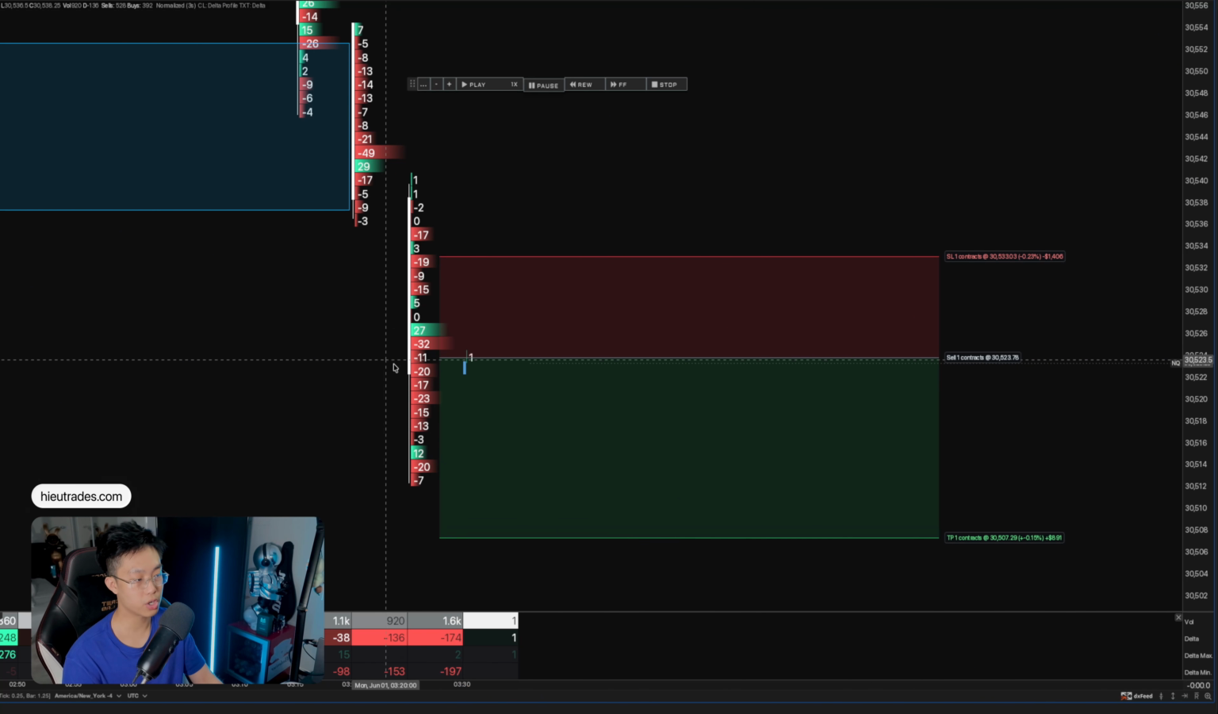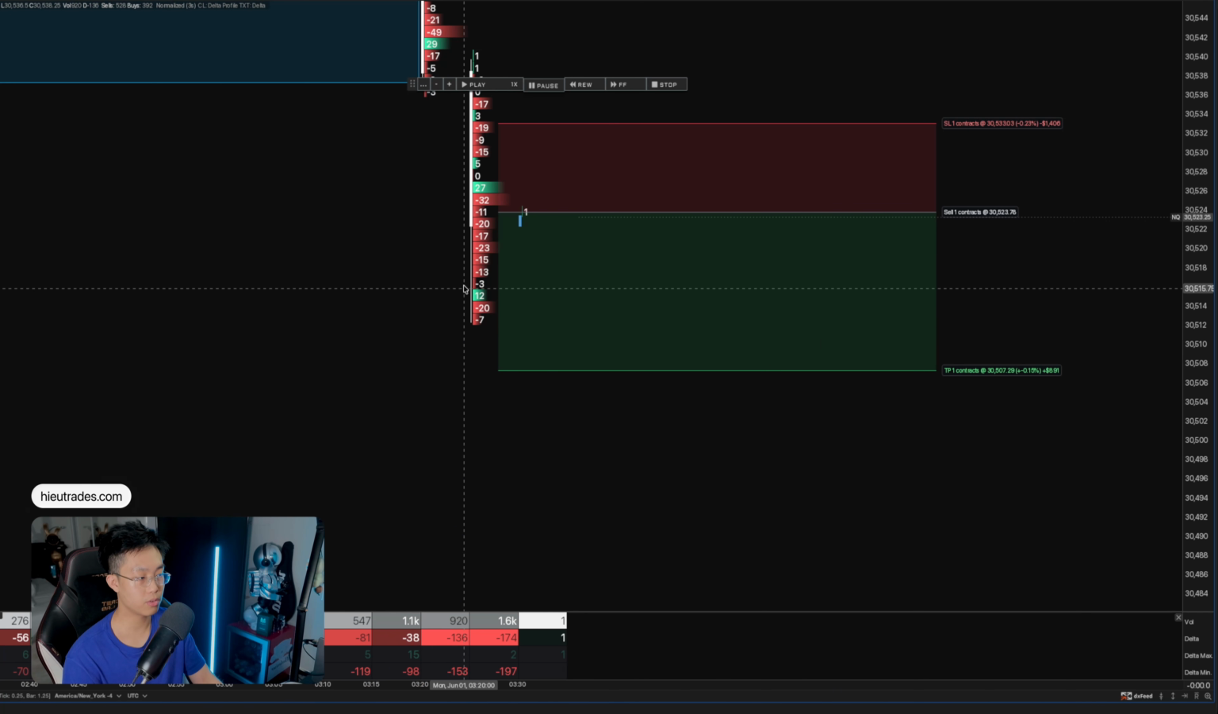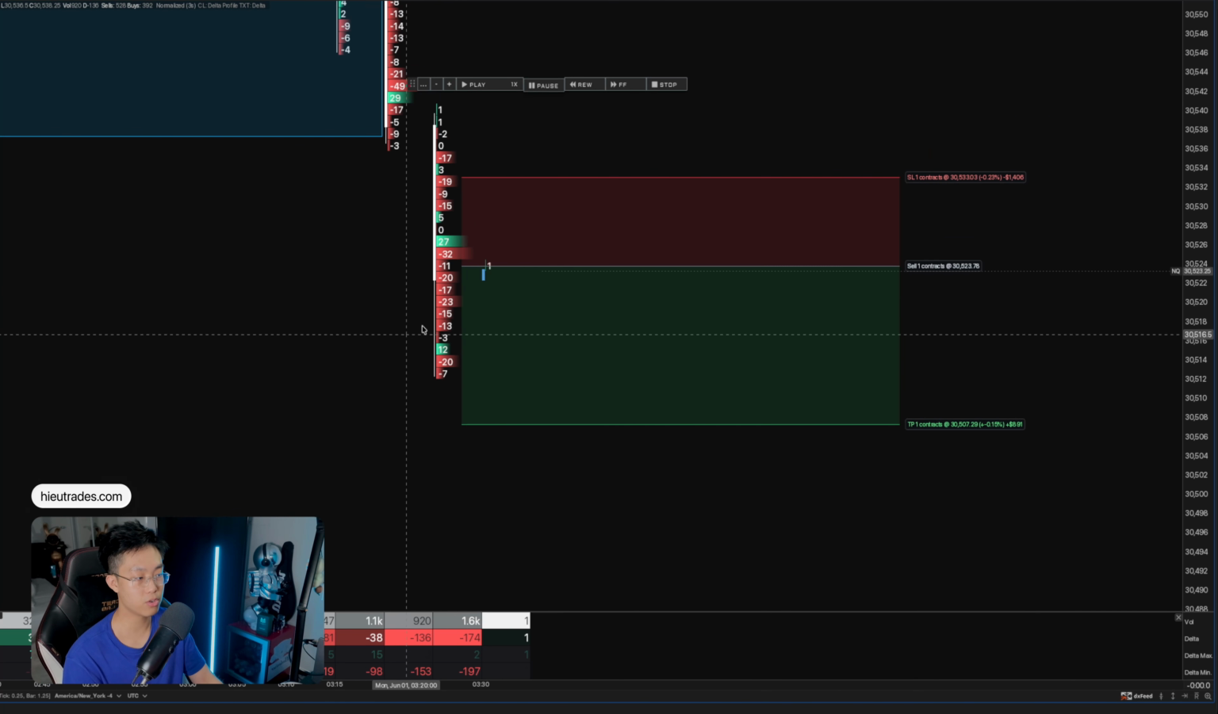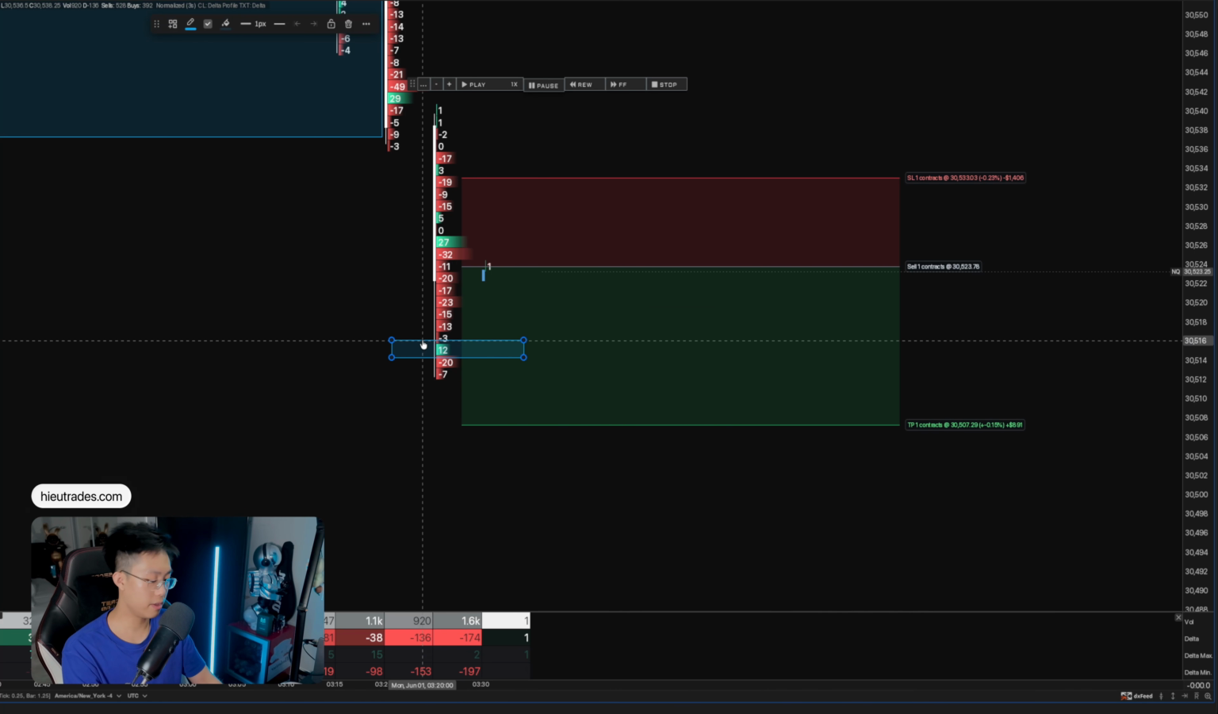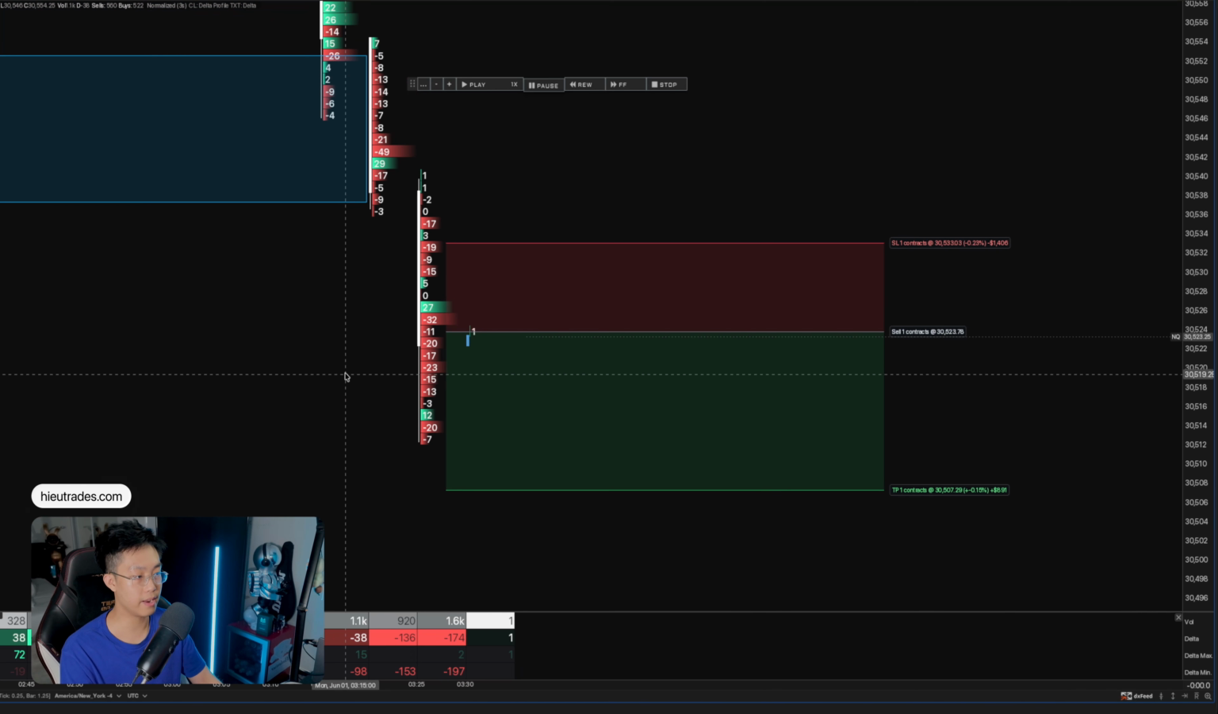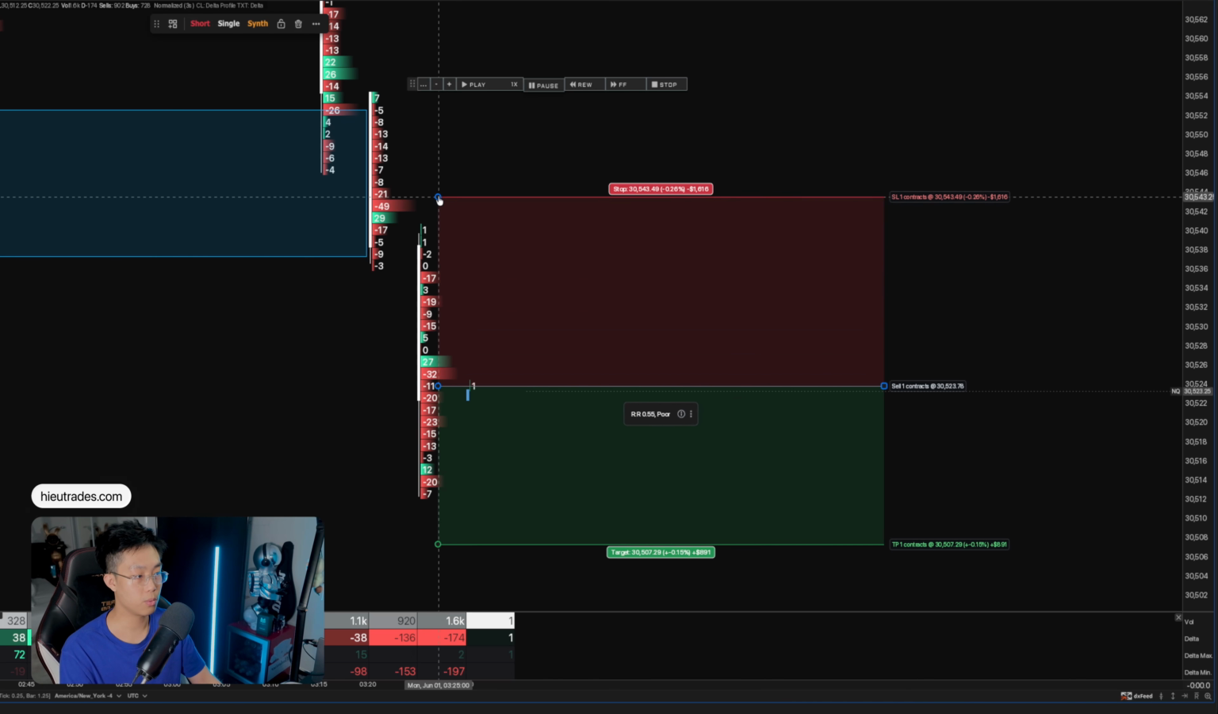On the closure of this candle, if you wanted to wait for a higher probability entry, then you could wait for us to close through this aggressive buying that got somewhat rewarded, right? But if you're more aggressive, then this could be an entry that you could take. Stop loss would be above here.